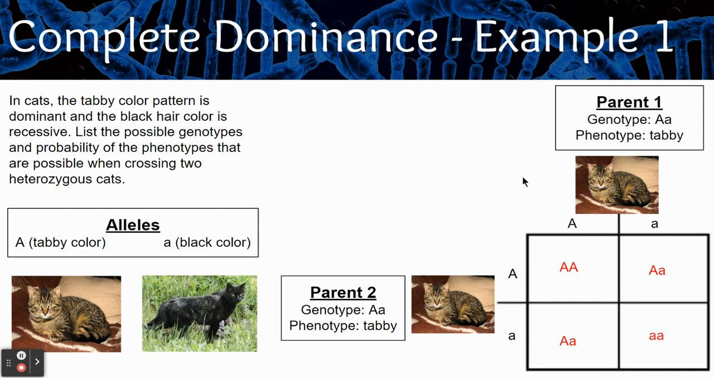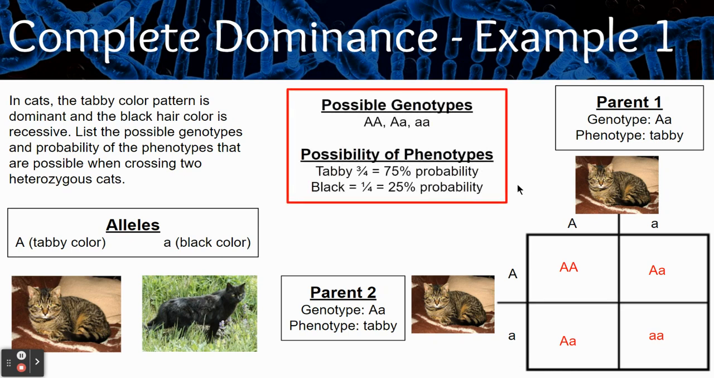So what are the probabilities? What are the possible genotypes? The possible genotypes, it looks like all 3 are possible. How often do the phenotypes show up? Tabby is going to show up 3 out of 4 because these 3 all have a dominant allele in them, so the dominant trait will show. So 3 out of the 4 possibilities, that'd be 75% probability their offspring will be tabby, but there is a 1 out of 4, or 25% chance probability that the offspring could be black, and it looks different from the parents.